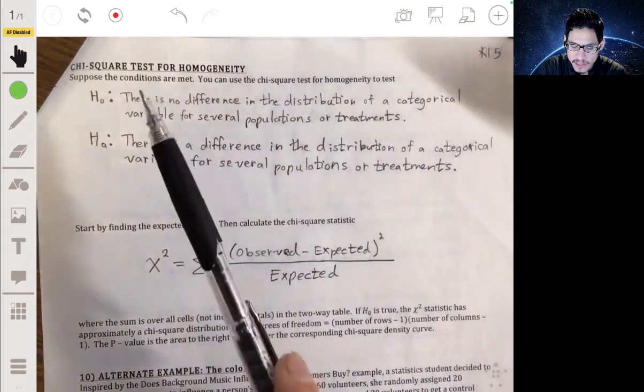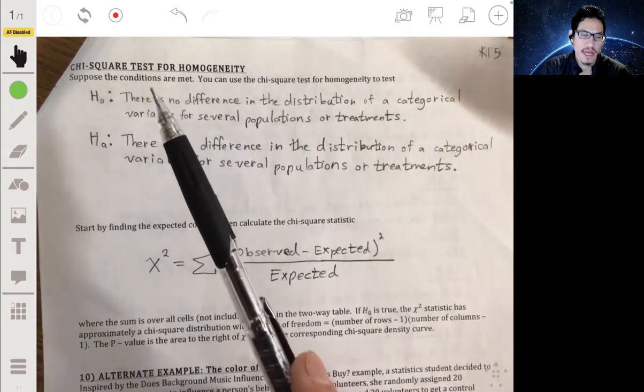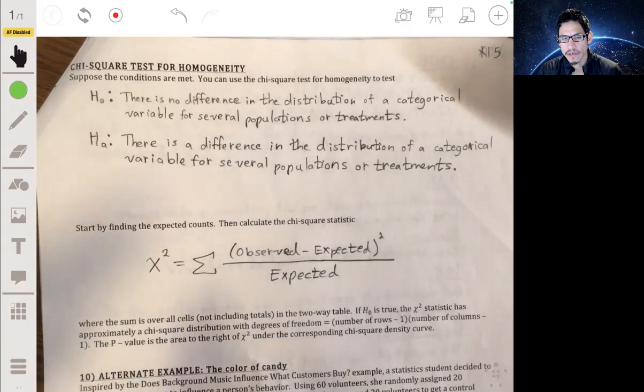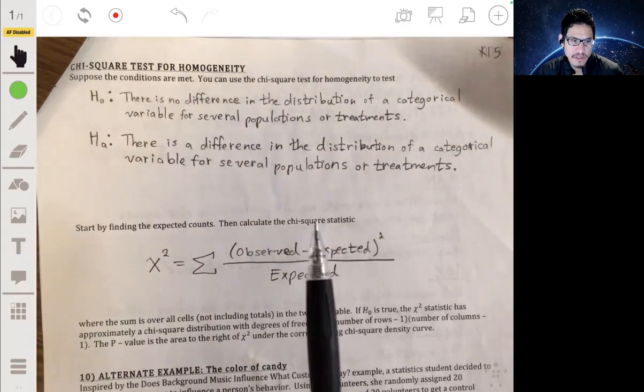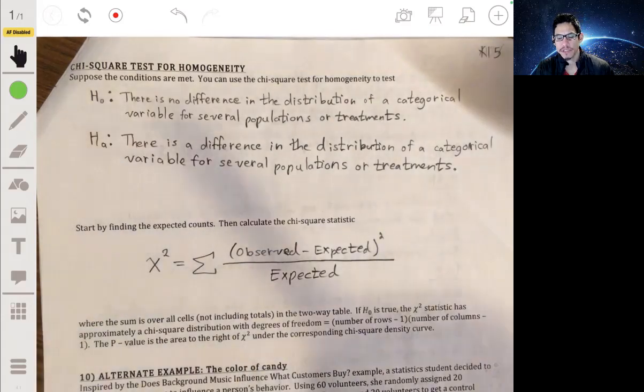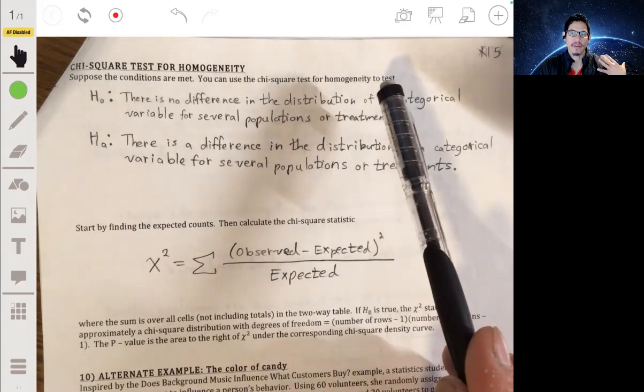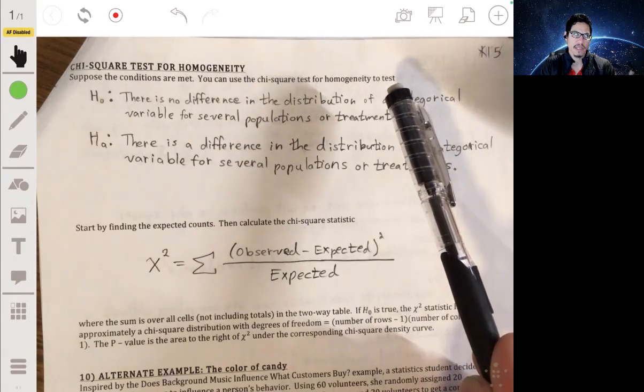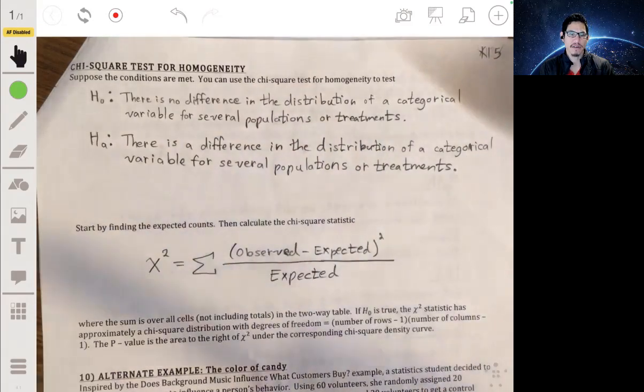So the null hypothesis is just that there is no difference. You're going to assume that the distributions are divided by the same proportions. The alternative is that there is a difference. Of course, you remember you can always go more specific and identify the exact proportion values, but it's not necessary. The null hypothesis is always just going to be that there is no difference in the distribution. The alternative is that there is a difference.